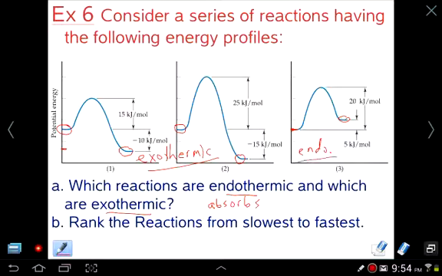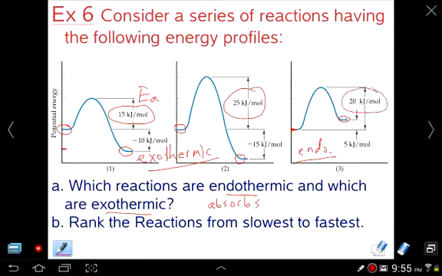Now question 2, rank the reactions from slowest to fastest. It turns out it depends on the activation energy. We're given some numbers here. We see that the energy of activation is 15 kilojoules per mole in the first one, 25 in the second one, and in the third, not quite 20, but 20 minus this amount here. So this one is more than the first one, right? So this one's 20. There we are.